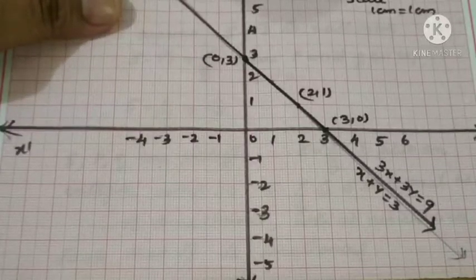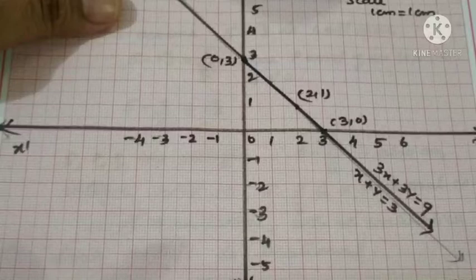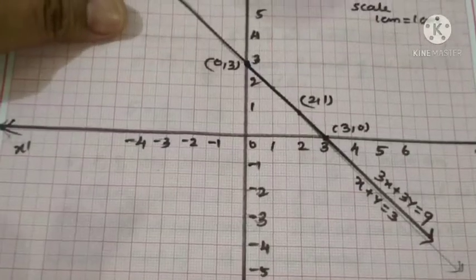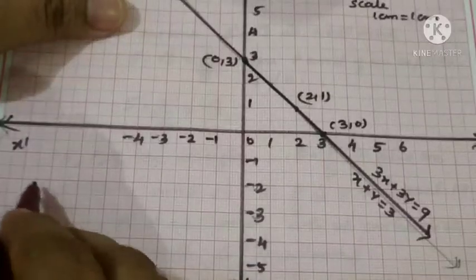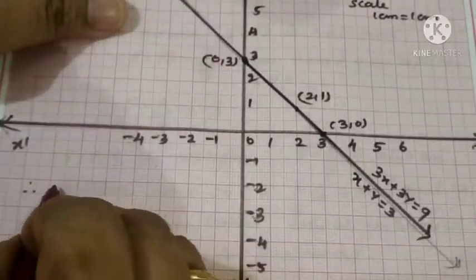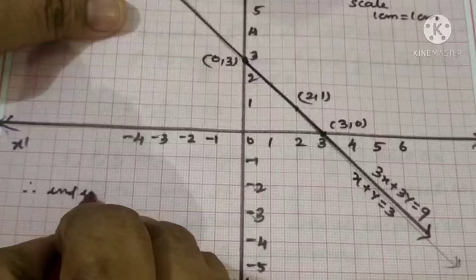So once we got the answer, meaning consistent, we should do it graphically. After doing it graphically, write the names of the lines and just make the conclusion. It's an infinitely many solutions.